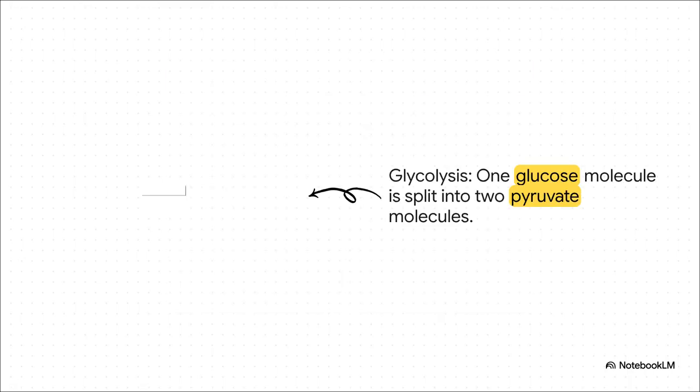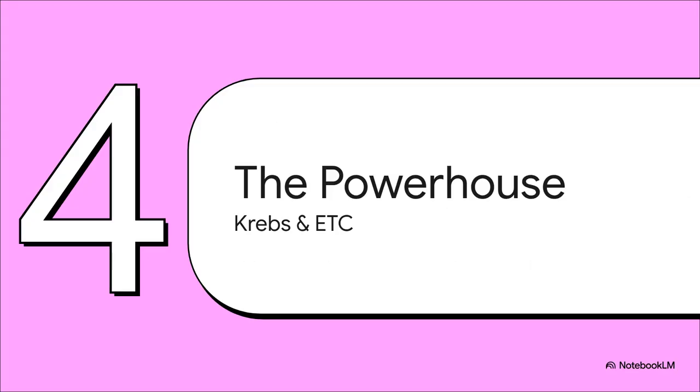The whole thing kicks off in the cell's cytoplasm with a process called glycolysis, which literally means sugar splitting. And that's exactly what happens. A single 6-carbon glucose molecule gets snapped in half. This first step gives us a tiny bit of ATP and loads up a few electron carriers. What we're left with are two smaller 3-carbon molecules called pyruvate. And these guys are now ready for the main event. But glycolysis, that was just the warm-up act.